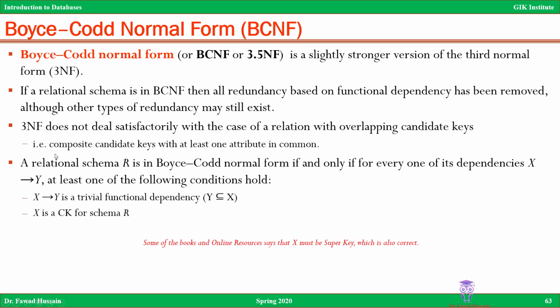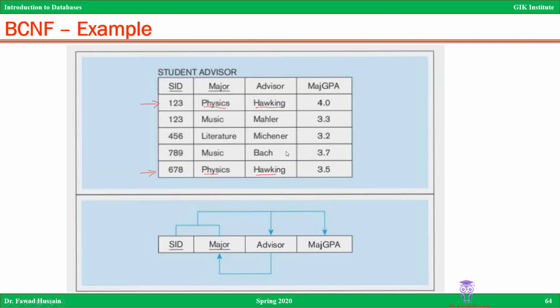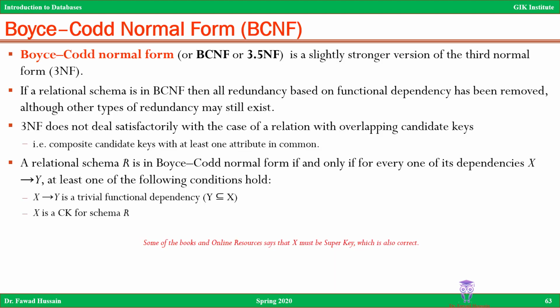And so you see that in this case, we have composite candidate keys with at least one attribute in common. It could have been SID and major, and it could have been SID and advisor, and this SID is common between the two candidate keys, assuming that this is unique. So in that case, you will see that there is a problem here, and this information is being repeated to me. So this is what we call redundancy based on functional dependency.